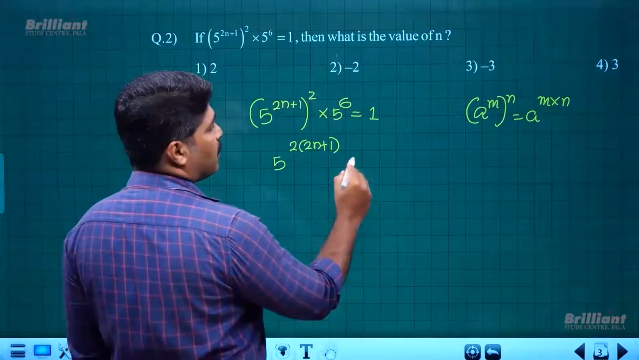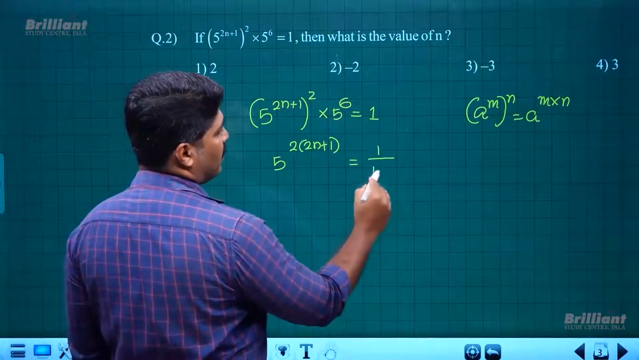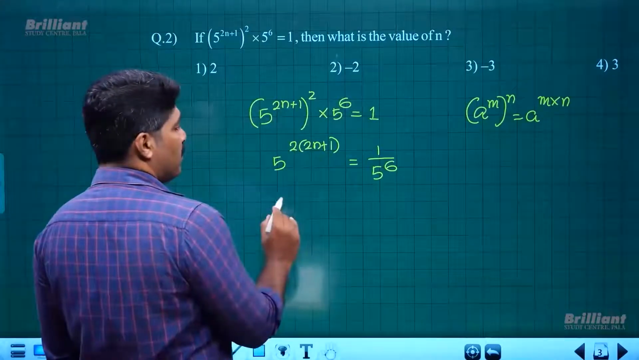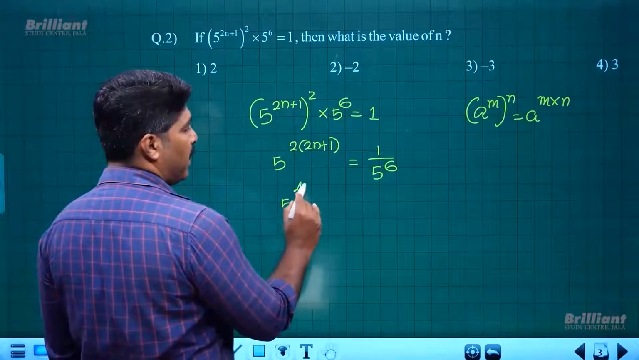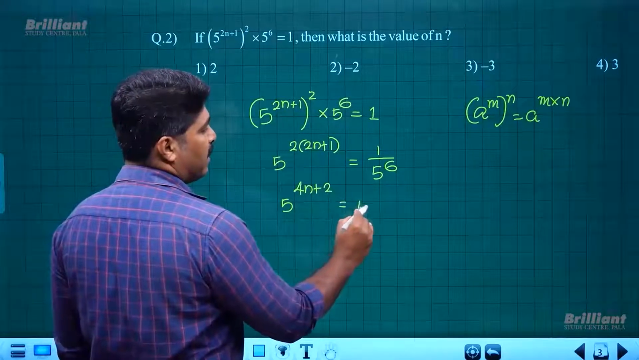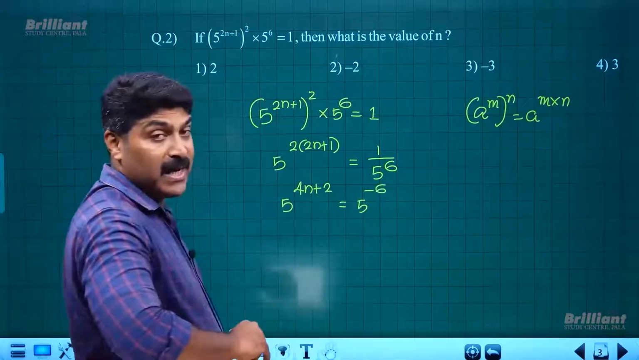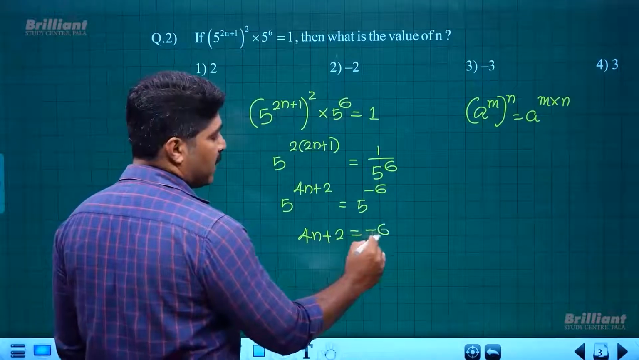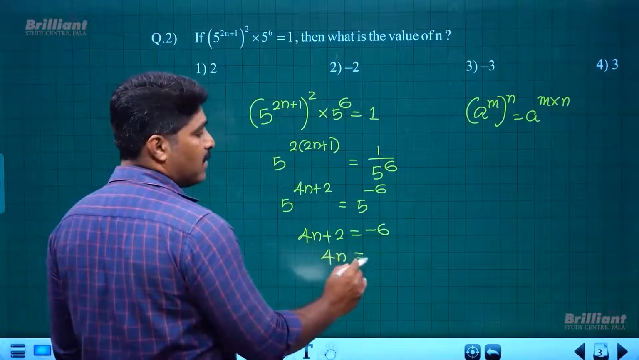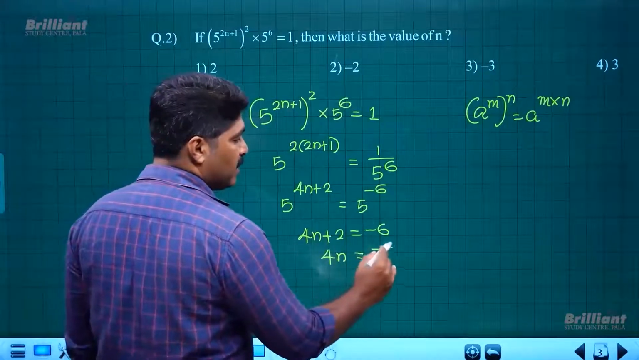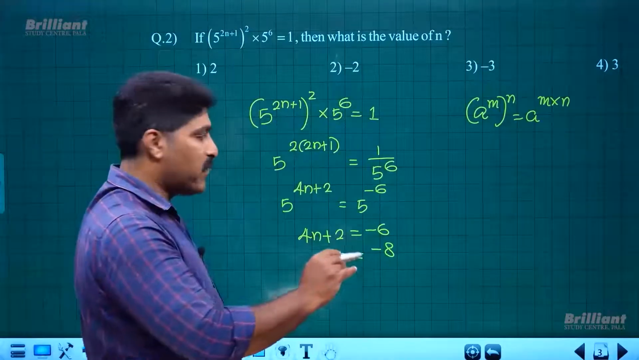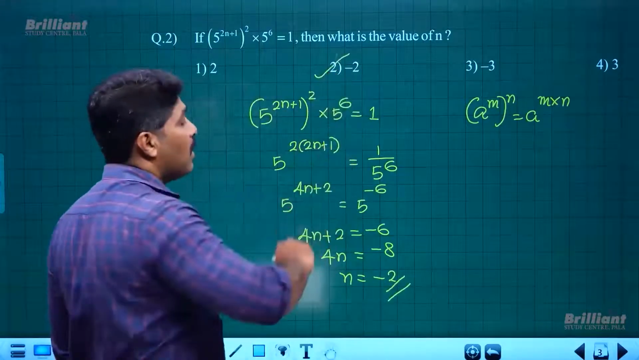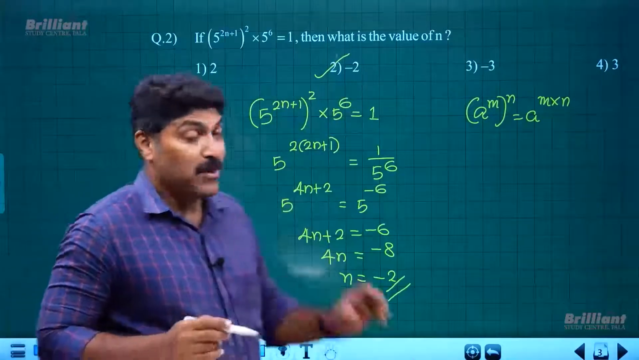So take this value towards the right side, therefore it will become 1 divided by 5 raised to x. This is 5 raised to 4n plus 2. The right side we can write as 5 raised to minus 6. So we can equate the exponents: 4n plus 2 is equal to minus 6. Therefore the value of 4n is equal to minus 8. Therefore the value of n is equal to minus 2. Here the answer is option 2. So that's the basic application of exponential rules.